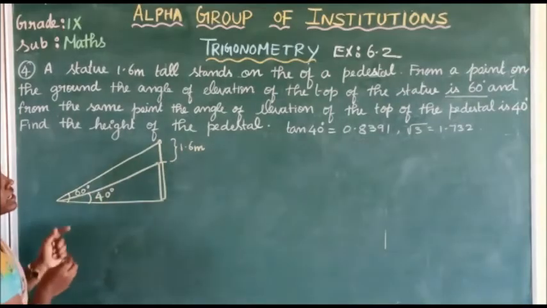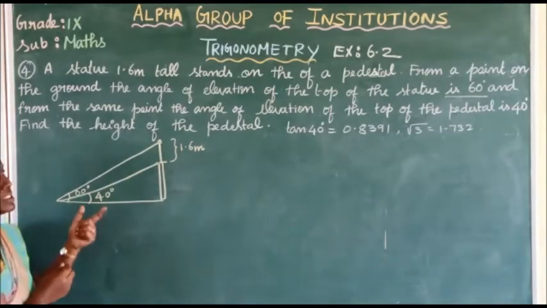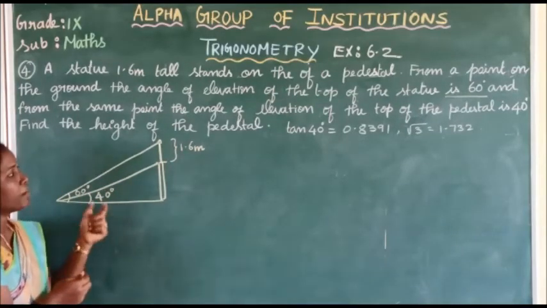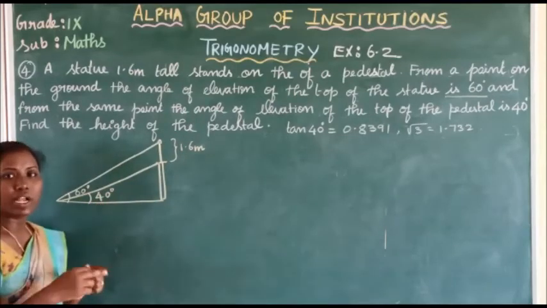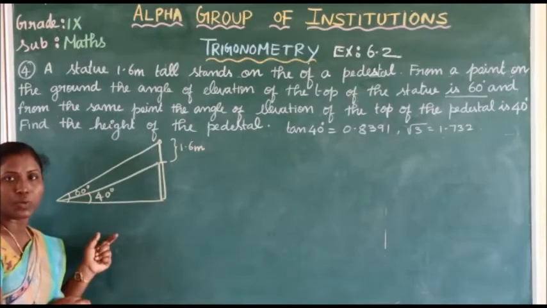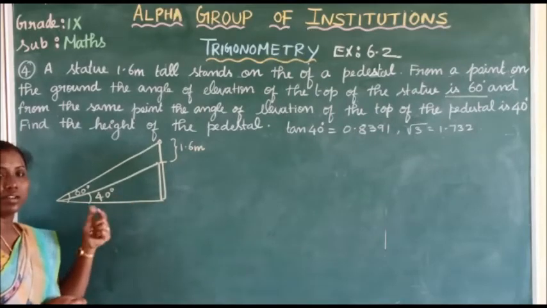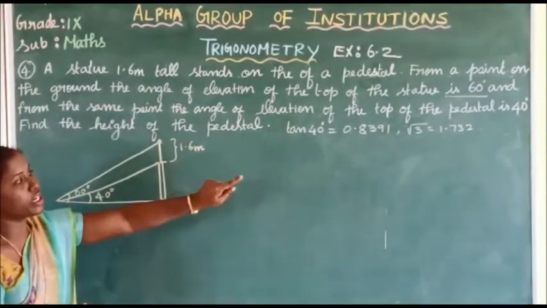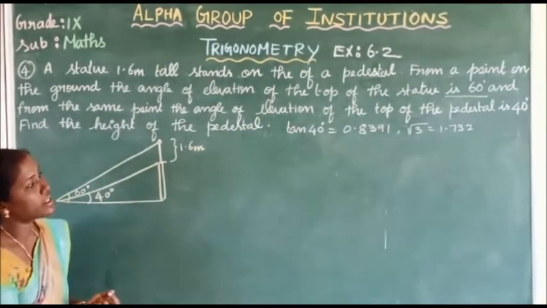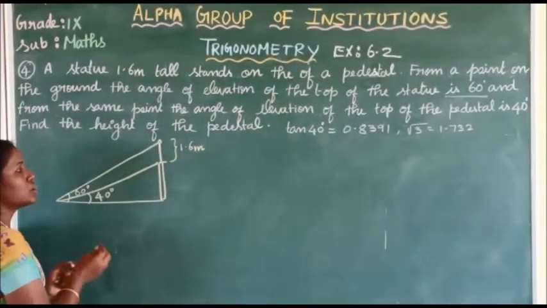Yes. And what about the information? Apart from this, they didn't give any measure, but they have given the value for tan 40 degree, because in the table we have some special angle values only. For 40 degree we want to find the value, so they gave the value: tan 40 degree is equal to 0.8391.